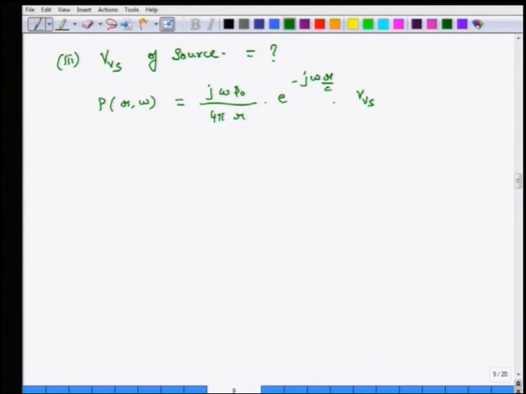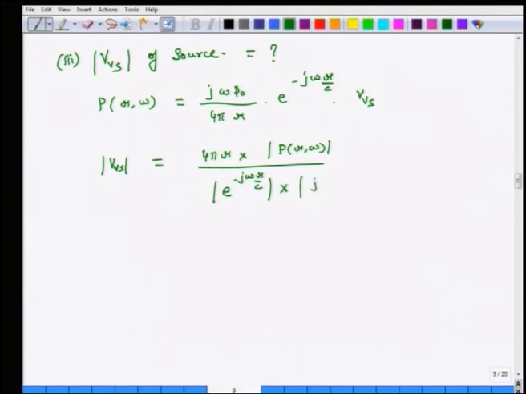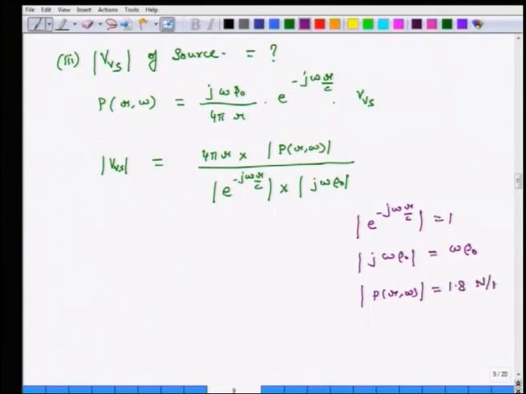So, if I have to compute the volume velocity of the source, I am interested in finding the magnitude of volume velocity. So, magnitude of volume velocity equals 4 pi r times magnitude of pressure divided by magnitude of e to the power of minus j omega r over c times magnitude of j omega rho naught. Now, magnitude of e to the power of minus j omega r over c equals 1, and also magnitude of j omega rho naught equals omega rho naught. And we have already calculated that magnitude of pressure is 1.8 newtons per square meter.